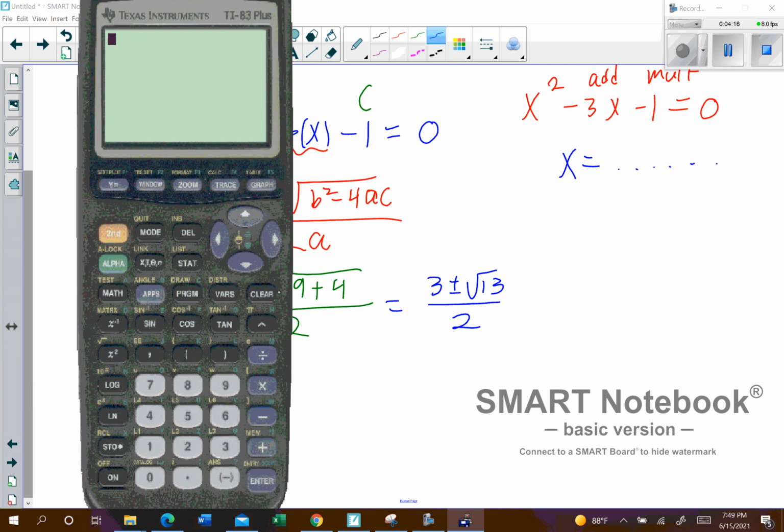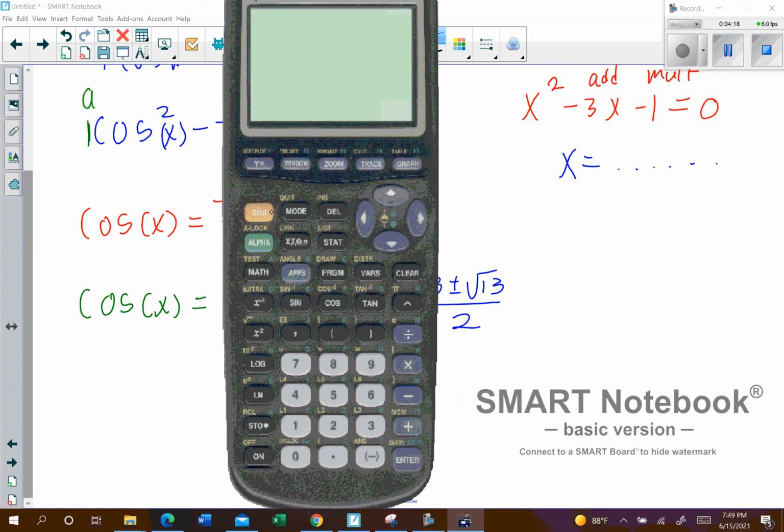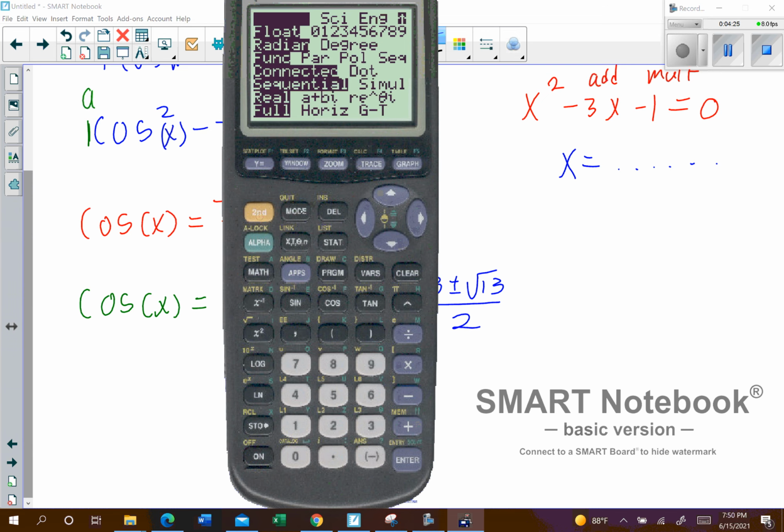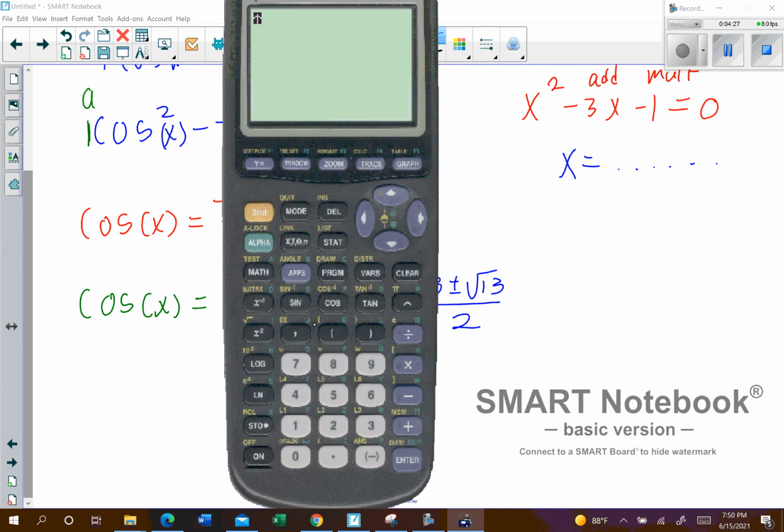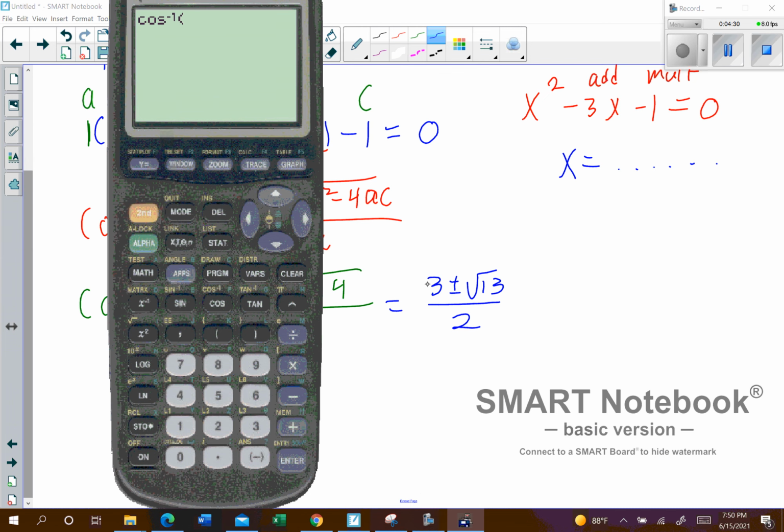All right. So I'm going to have to take the cosine inverse. Let me make sure I'm in radians. Okay, good, I am. So let's see. Cosine inverse. I'm going to type this whole thing in there. Well, I'll do the positive first. So 3, and actually I'm going to have to put double parentheses here. So 3 plus the square root of 13, close it, all divided by 2.